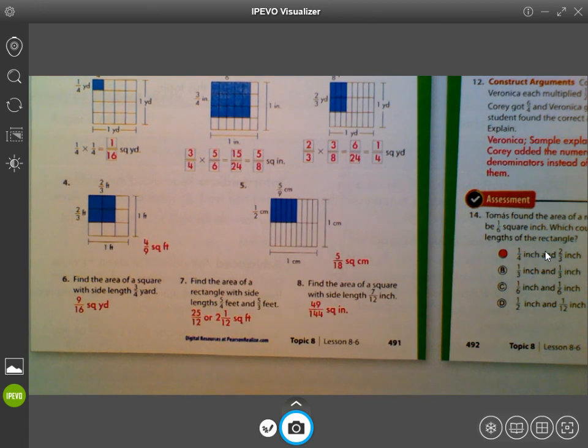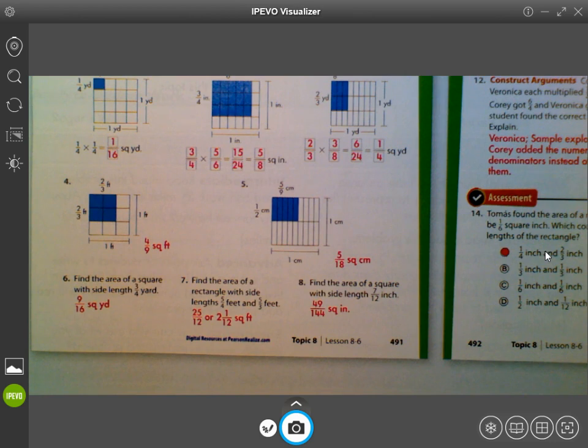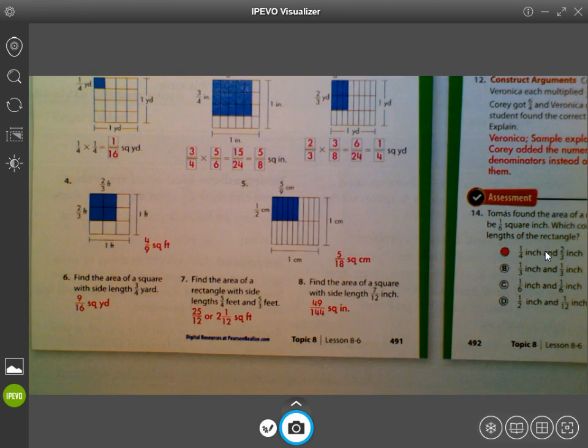How did we feel about the first page? Numbers 1 through 5, how did you feel about this first page of homework? Okay. How did we feel? Okay. All right. Then let's look at page 492.